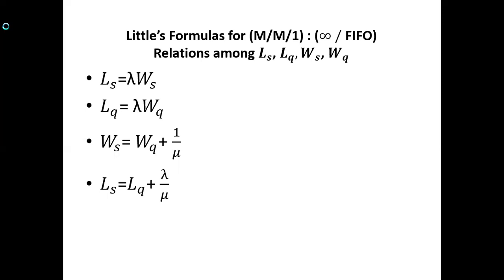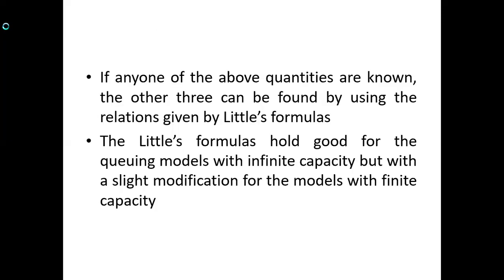There is a set of formulas called Little's formula, which gives the relationship between four of the quantities which we determine, namely LS, LQ, WS, and WQ: the length of the system, length of the queue, waiting time in the system, and waiting time in the queue. The relationship that connects them is given as follows. If any one of the above quantities is known, the other three can be found by using the relation given by Little's formula. Little's formula holds good for the queuing model with infinite capacity, but a slight modification has to be made for the model with finite capacity to make these formulas work.